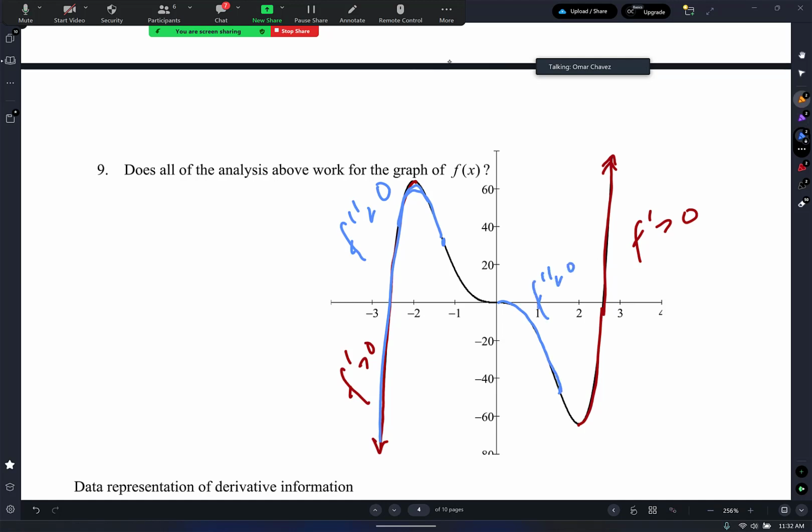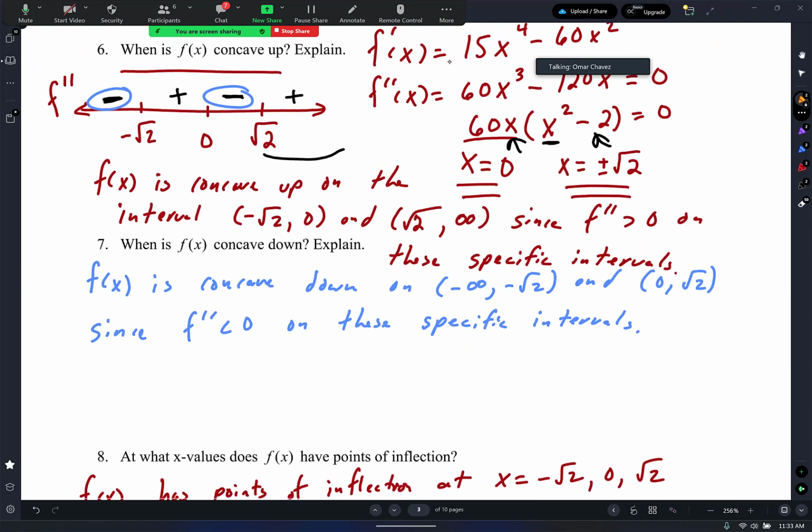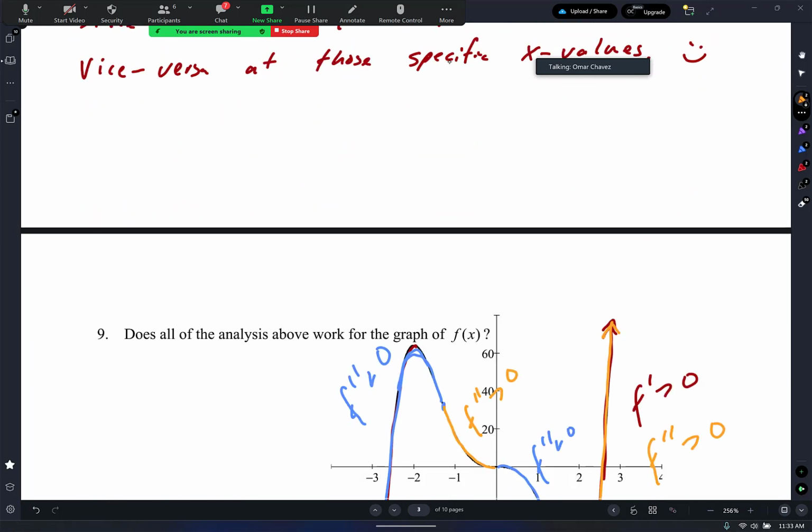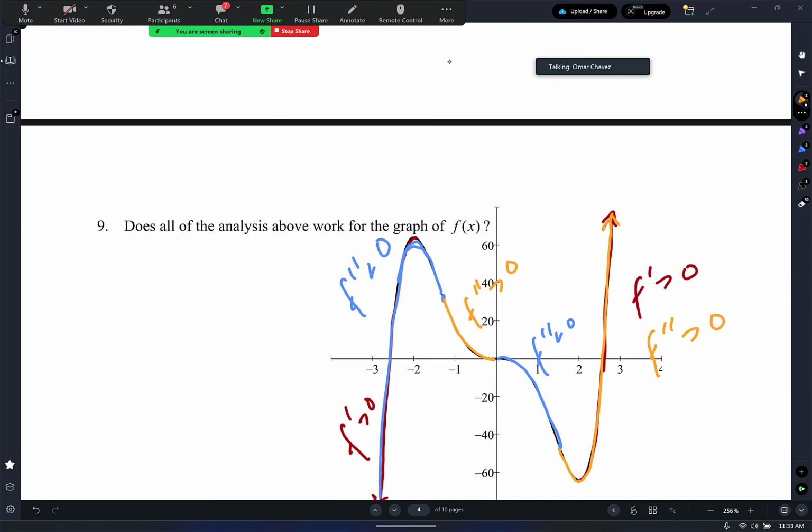Look at that. Burnt orange, concave up. f prime prime is positive. And concave up. I'm trying to color code. f prime prime is positive. So concave down between negative infinity all the way to negative square root of 2. And it looks like square root of 2 all the way to infinity. And sure enough, that's what I have up here. And yeah, everything checks out.